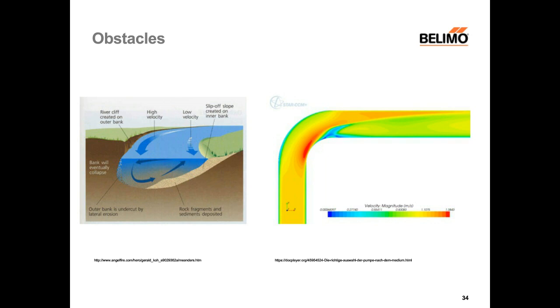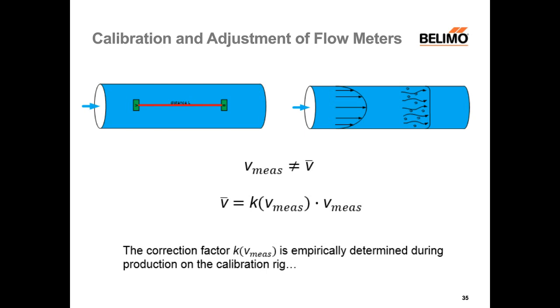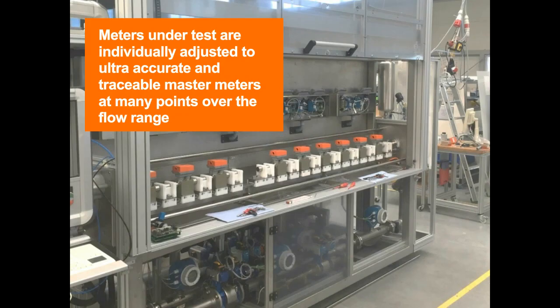Now you understand that the measured velocity that we have in our signal path is not necessarily the same as the average flow velocity that we need to calculate the volumetric flow. And there is also not a constant correction factor we can use, but instead we need to introduce a correction curve K. Now this correction curve depends on the flow velocity, and this curve is empirically determined during production on the calibration rig, for each meter individually, by comparing and adjusting the meters under test to ultra-accurate and traceable master meters at many points over the flow range.